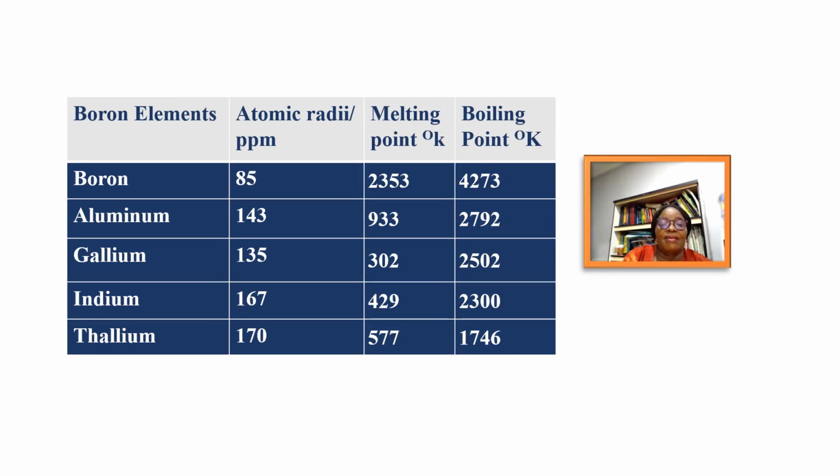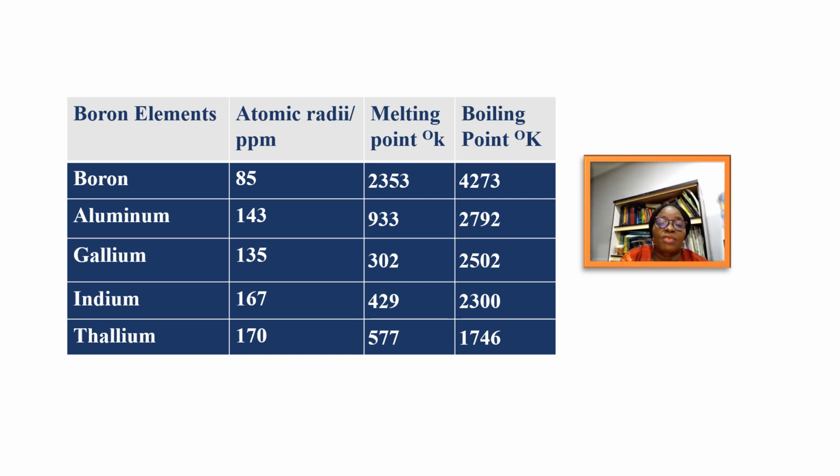Their atomic radii, melting point, and boiling point. The atomic radii of the elements of this group increase down the group, with thallium having the highest atomic radius. But the atomic radius of gallium is lower than that of aluminium. This is because of the presence of the d orbitals in gallium. The d orbitals are highly diffused and offer a poor shielding effect. As a result, the nuclear charge increases and the radius decreases.